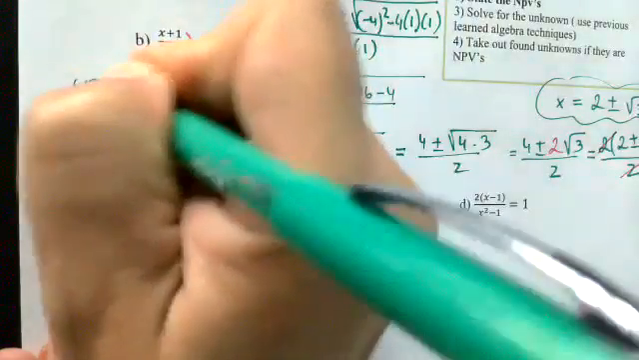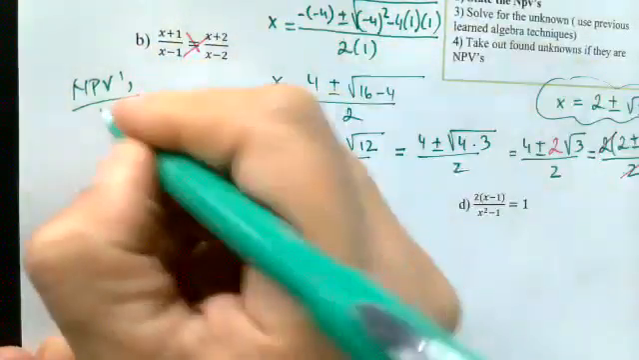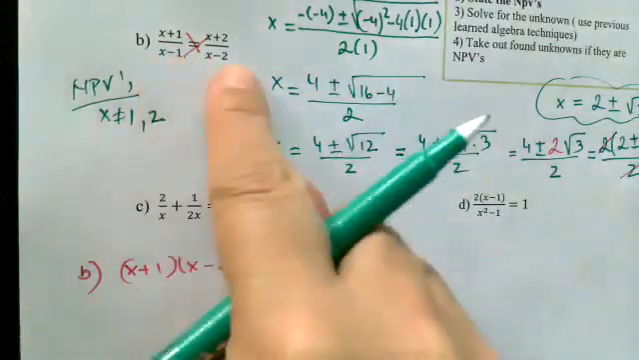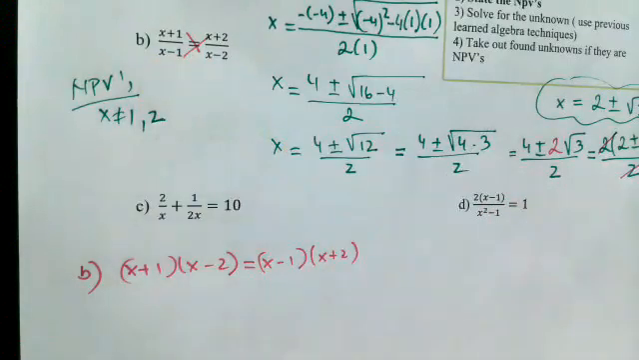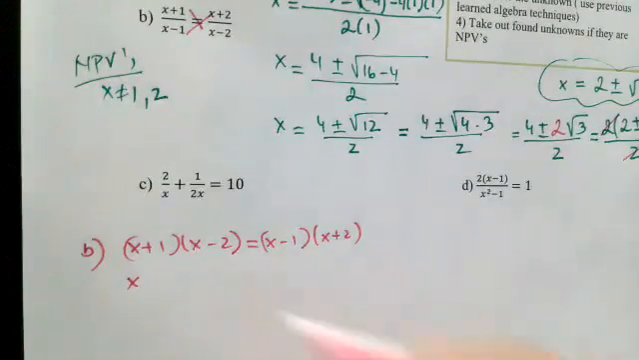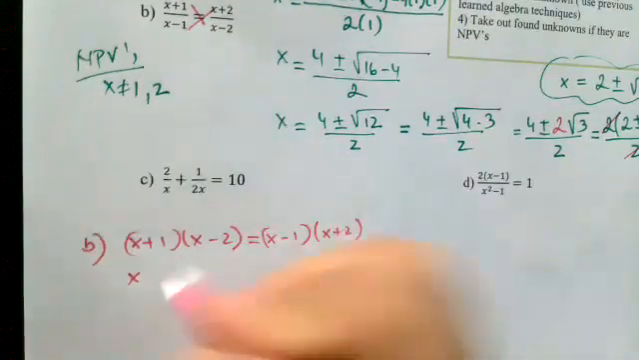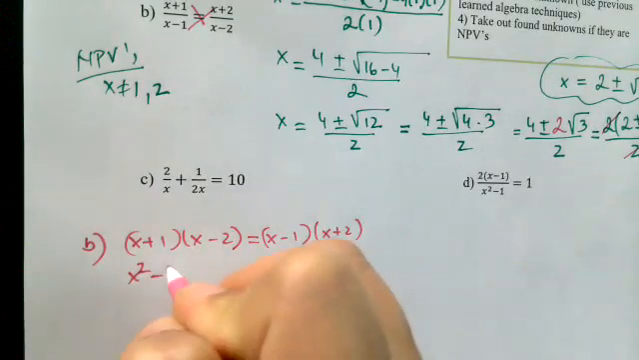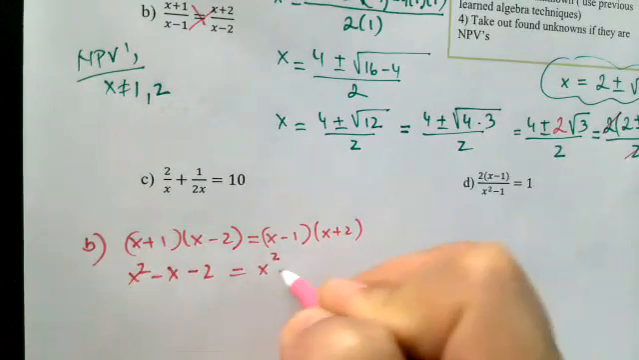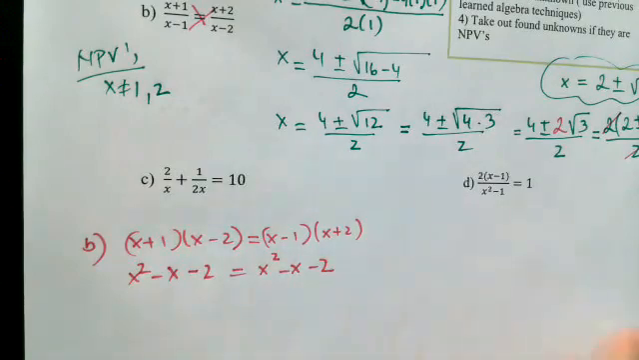Let's state the NPVs. X cannot be 1 and 2 from the denominator. And we can now get started. We're going to get one quadratic on the left and one quadratic on the right. So x squared minus x minus 2 and x squared minus x minus 2 on the right.